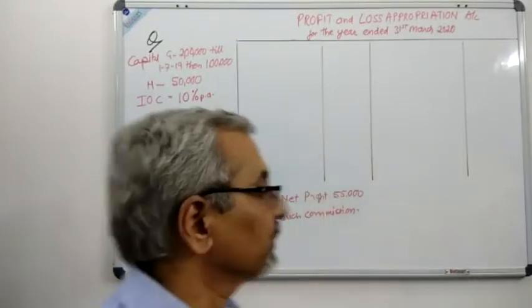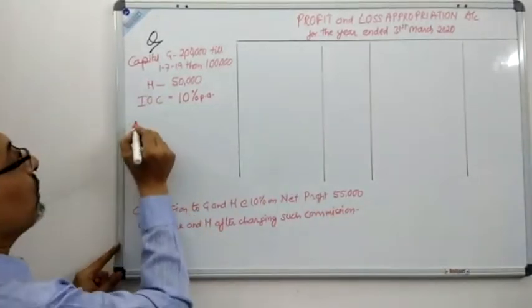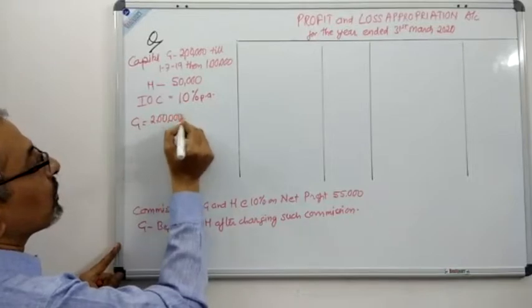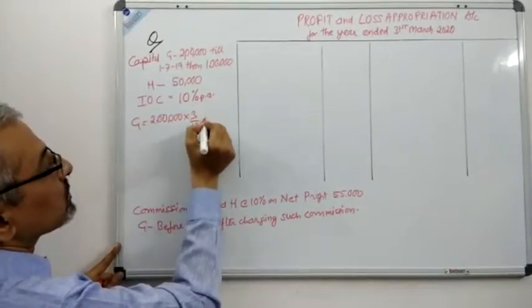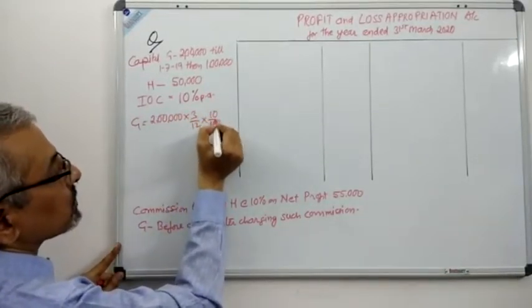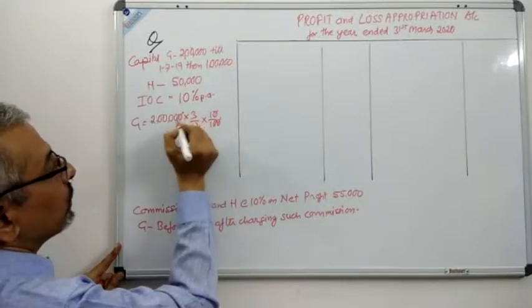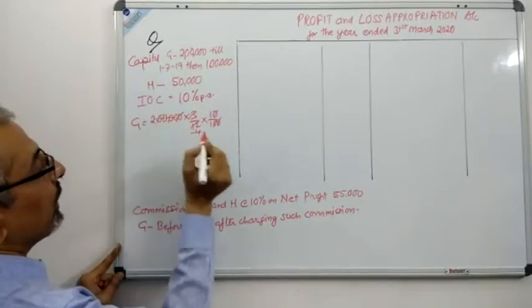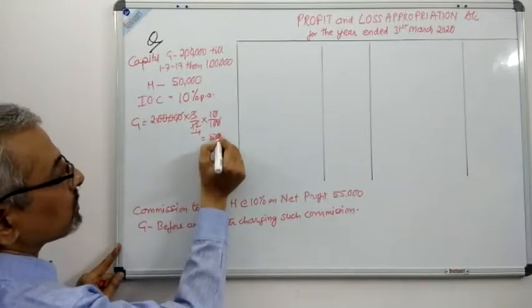Let us see that. So for G, 2 lakh for 3 months at 10%. Let us cancel the zeros. This and this we have cancelled. We have got a 4 over here. So we are ending up with 5,000.